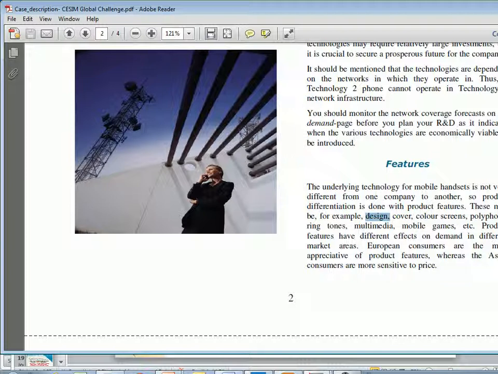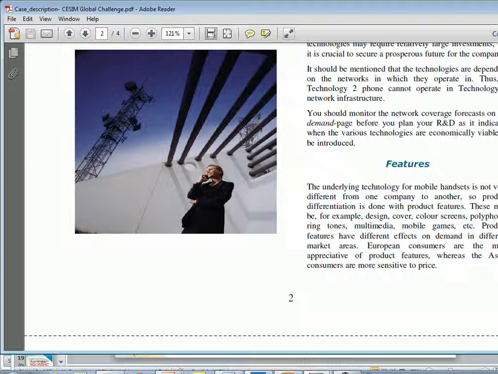Like the iPhone 5, it really looks nice. It's a beautiful phone. Design is very important. Color screens: the Apple iPhone 5C, remember, comes in different colors. Ringtones is another feature. Multimedia: does it support music downloads, Skype, etc.? Gaming, as I say, is something I'm not interested in, but other people are.